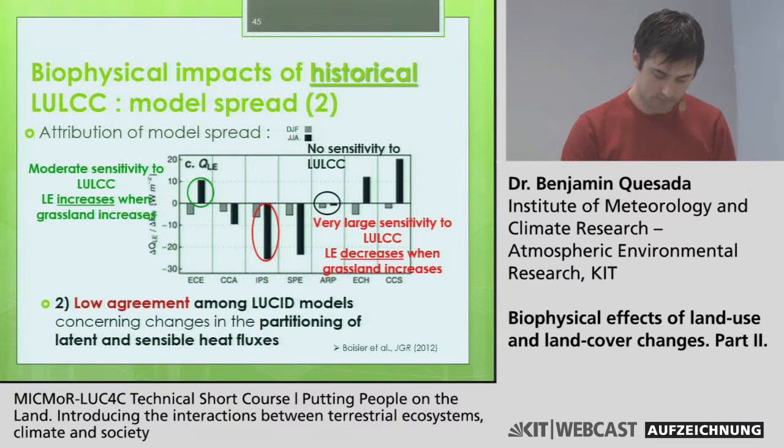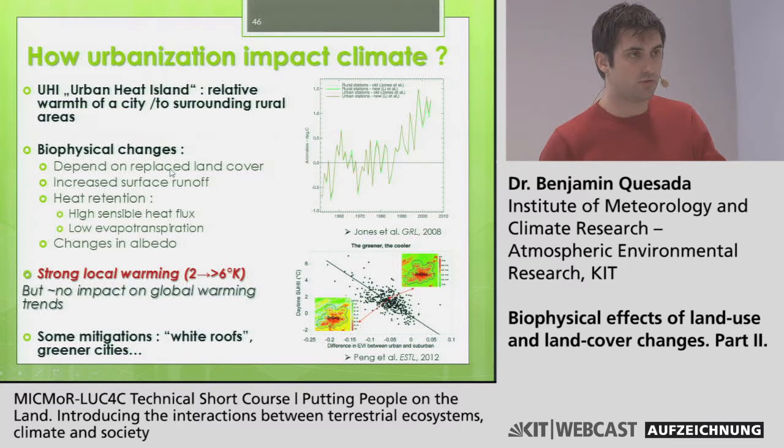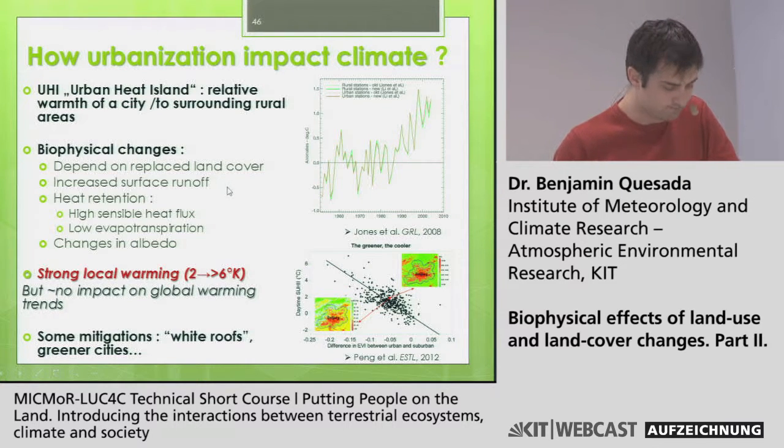Okay, I didn't talk about the urbanization impacts on climate. When you have urbanized areas, we saw it for the water cycle, for example, with less infiltration, we have a lot of biophysical changes. So you can think that there is an impact of urbanization on temperature changes. In fact, we denote the urban heat island as the relative warmth of a city compared to surrounding rural areas. And the biophysical changes due to urbanization depend, of course, on the replaced land cover, if before you had crops or natural vegetation.